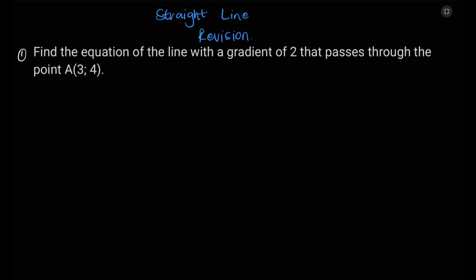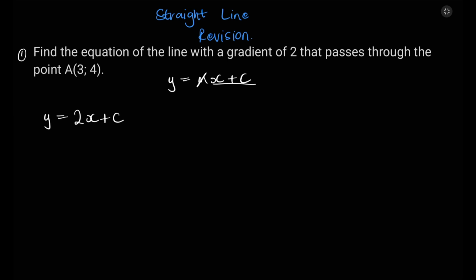Let's start with the first question. Find the equation of the line with a gradient of 2 that passes through point A. We have 3 and 4. Okay, the first thing that we have to do is to write our straight line formula, which is y is equal to mx plus c. Now they told us in the statement that we have a gradient of 2. Remember, I told you that your m is your gradient. So we can substitute our gradient as the second step. This will be y is equal to 2, we replace this m with 2, we're left with x plus c.